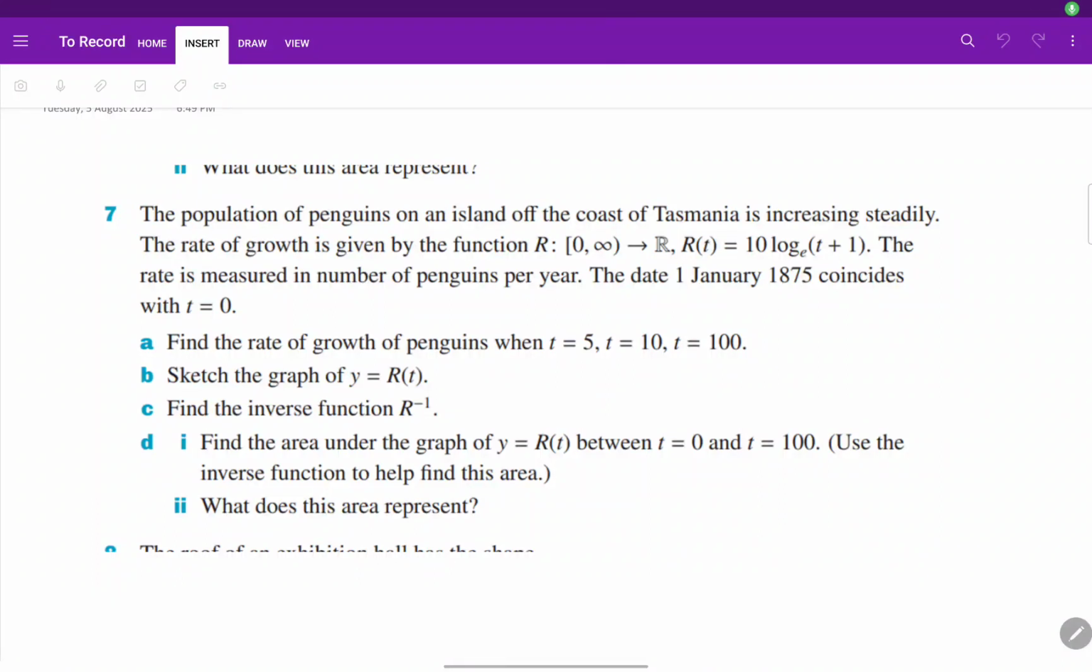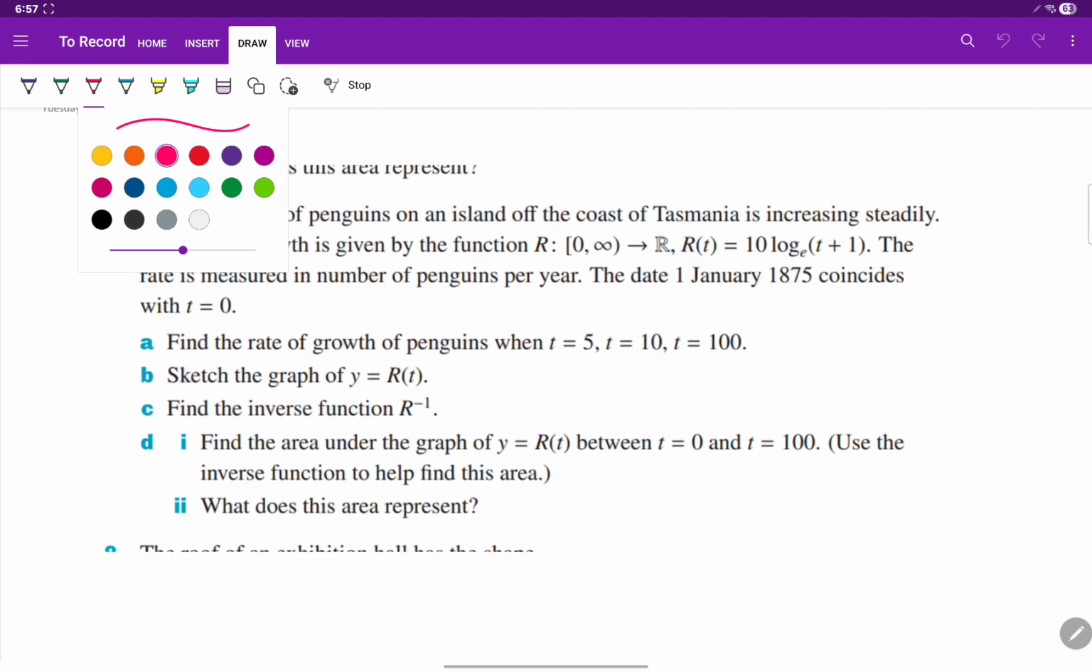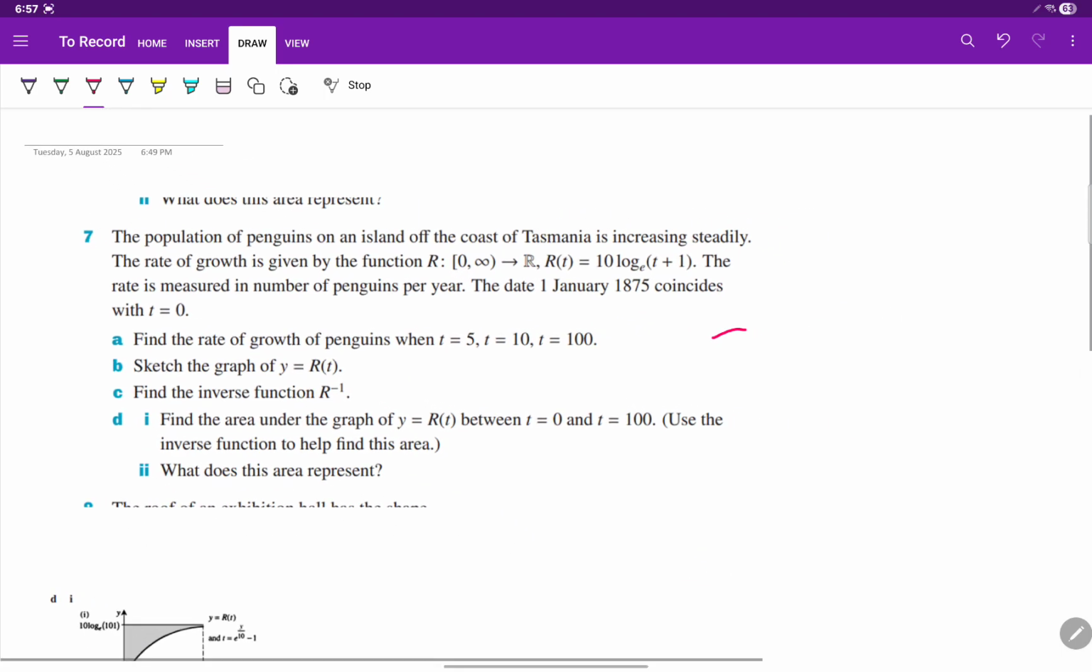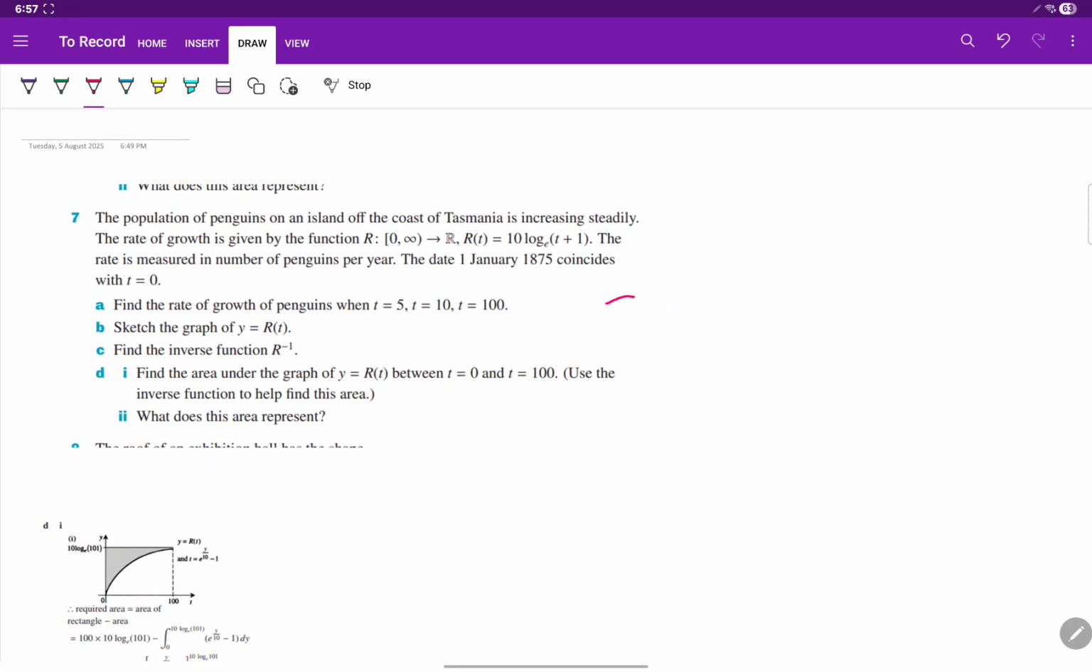So this question is 7D double I. Now with 7D double I, it says find the area under the graph of this particular function from 0 to 100 and use the area of the inverse to help. So first what we've got to do is set up the integral. But in order to set up the integral, we've got to look at the original function. So the original function looks like this, and it has this shape and it passes through from 0 to 100.